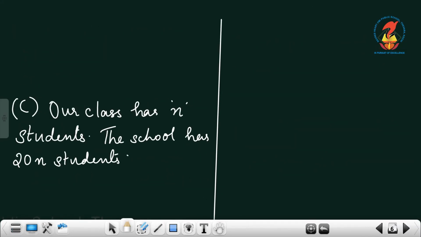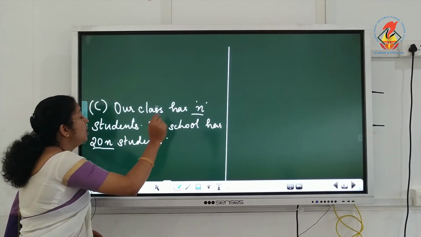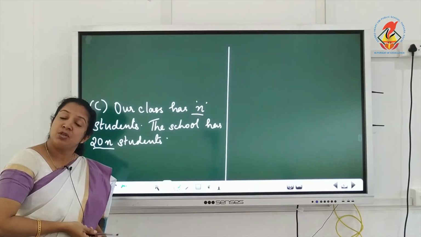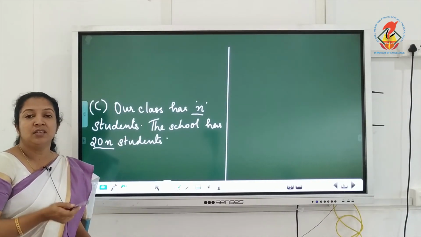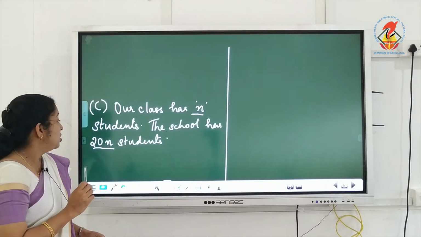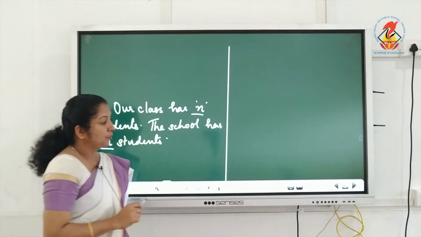Next one is, our class has n students. The school has 20n students. So, 20n and n. What is n? The number of students in a class. And 20n is the number of students in the school. So, how can you write? The number of students in the school is 20 times the number of students in a class.